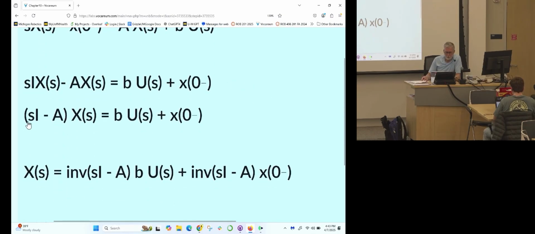Question to you guys, where else have you seen us writing a parameter times the identity matrix minus A? Where else?